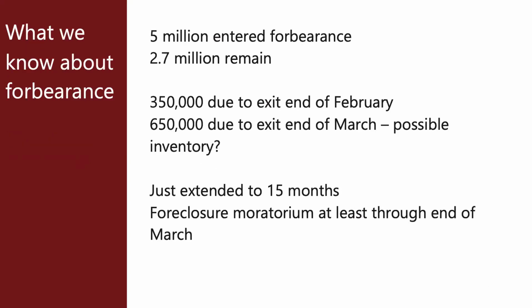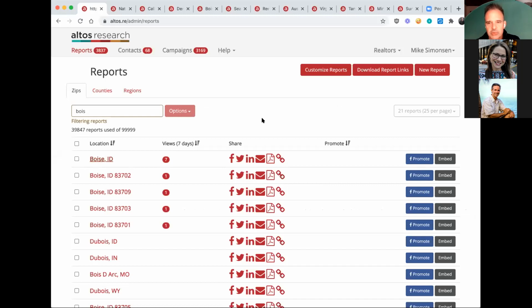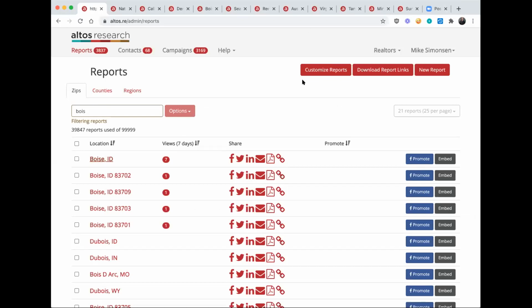Okay, let's do this. I'm going to share my screen over here. This is the Altos back end of the system. I've got a bunch of local reports up.